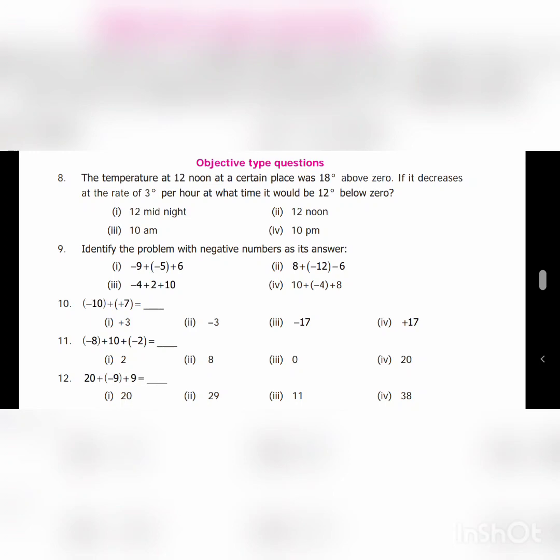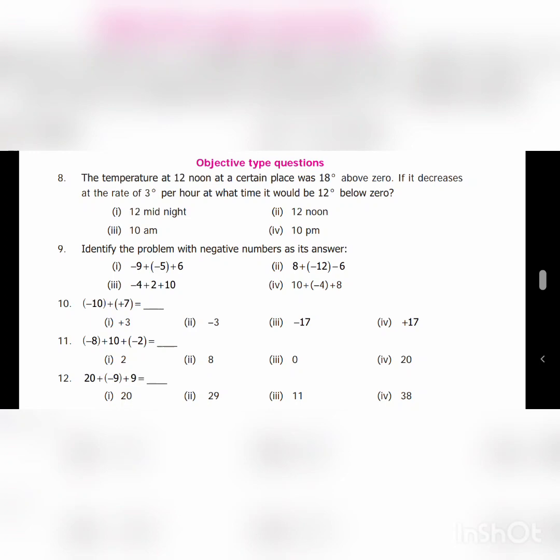Okay, so next one is minus 10 plus 7 equals dash, they have given. One number is negative, one number is positive. We want to do the subtraction and write the sign of the bigger number. Take that one and write. Okay, so next one is minus 8 plus 10 minus 2. We solve in the same way. First you do minus 8 plus 10. You will get one answer. With that answer you do the minus 2 and write the answer.